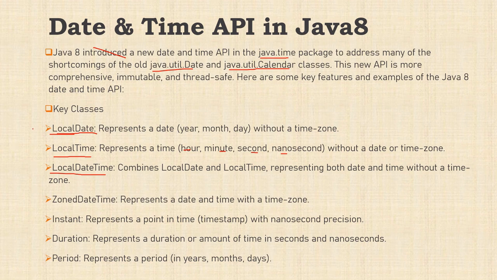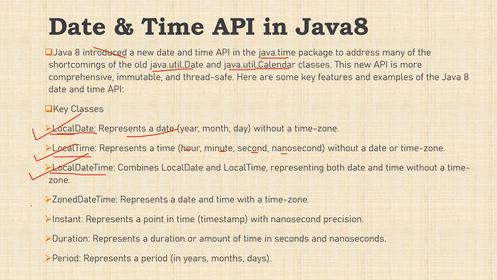So with LocalDate you can use it only for date purposes. For LocalTime you can use it only for time purposes, if you want to get only the time. If you want to get both date and time, then you can use the LocalDateTime class to get the combined local date and local time. Then we have ZonedDateTime, which represents the date and time with a time zone.